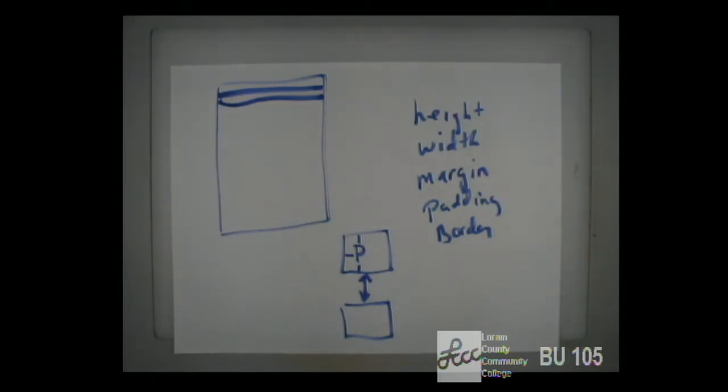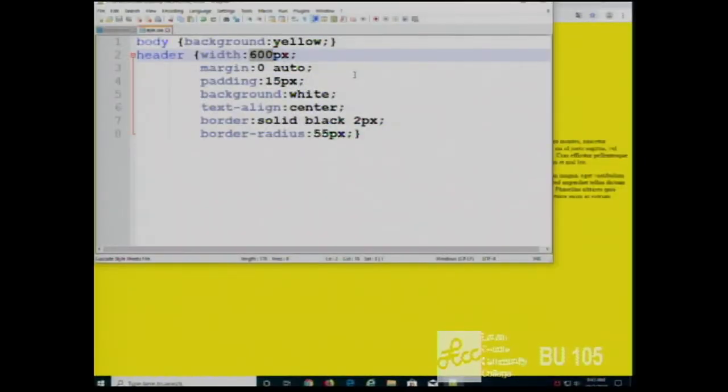So if we look at this, the box is not 600 pixels wide. 600 pixels is the content area. The box is 600 pixels plus a 2-pixel border on each side. That's 2 on the right, 2 on the left. So that would be 604. And then there's 15 on the right of padding, 15 on the left of padding. So this box is 634 pixels wide.